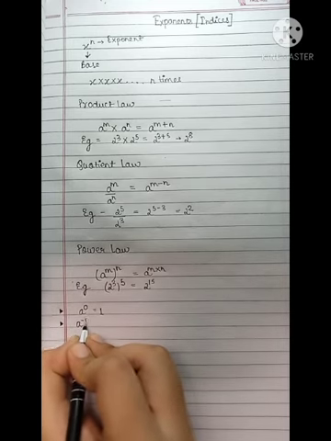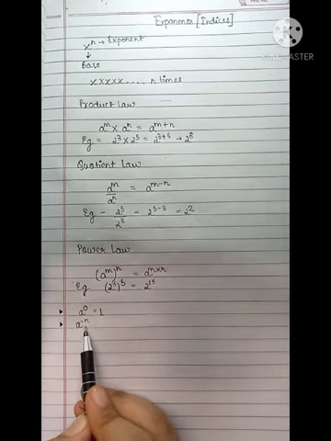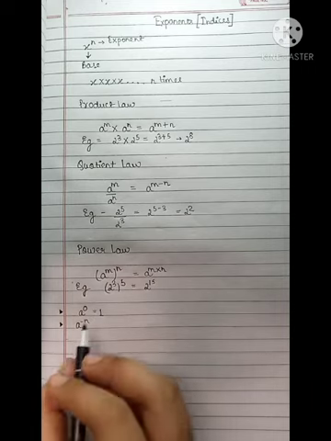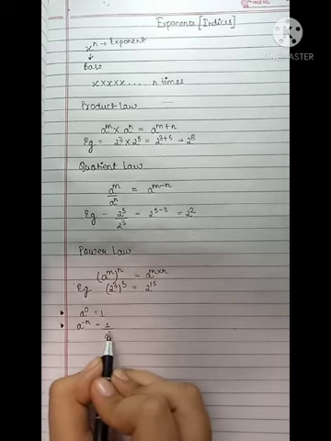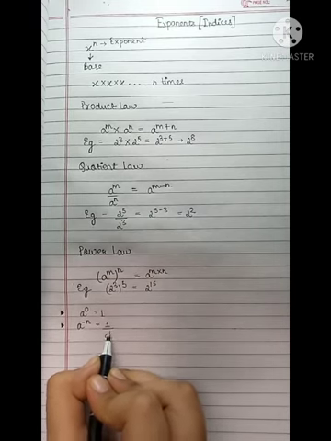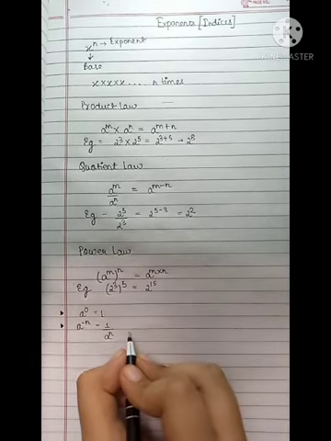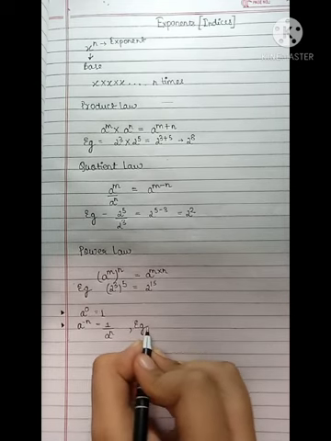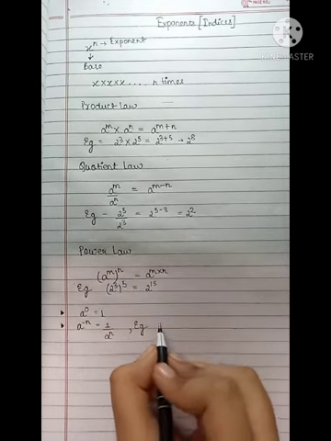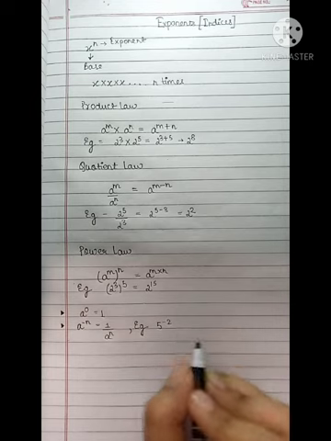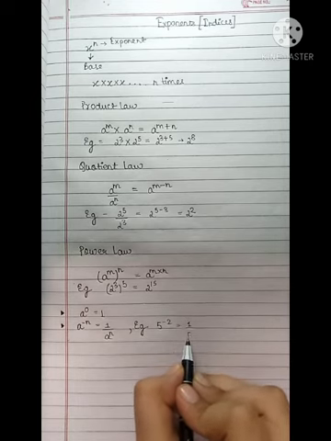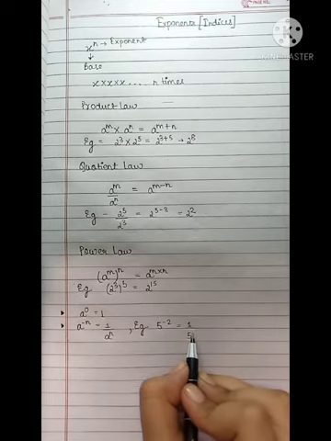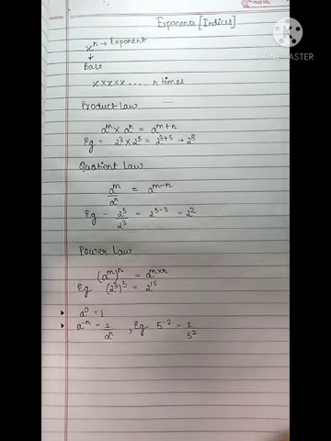a to the power minus n. If this n is negative and we have to make it positive, then we will simply take the reciprocal: 1 upon a to the power n. For example, 5 to the power minus 2. We have to make it positive, so we will reciprocal it and the answer will be 1 upon 5 to the power 2.